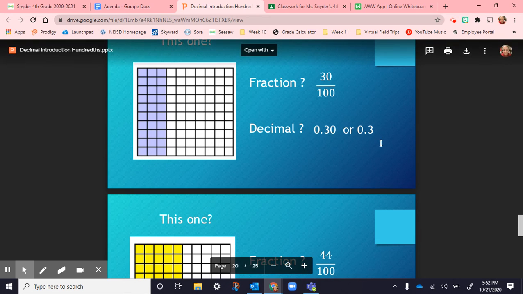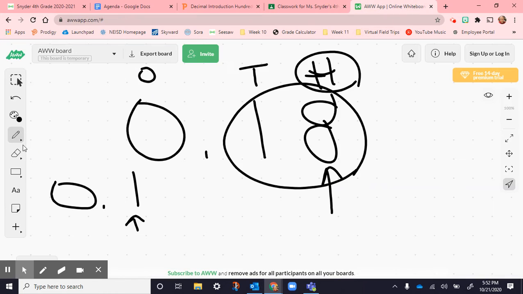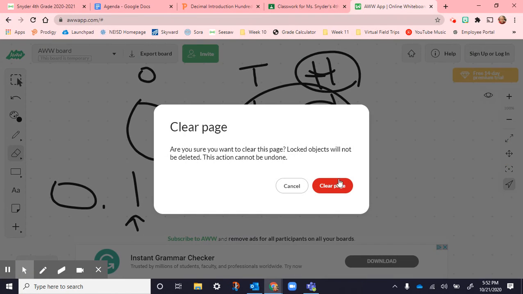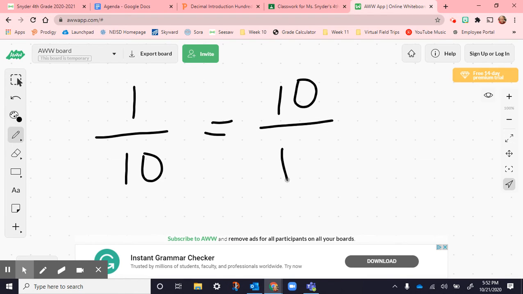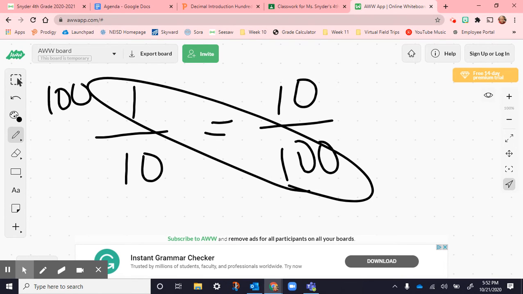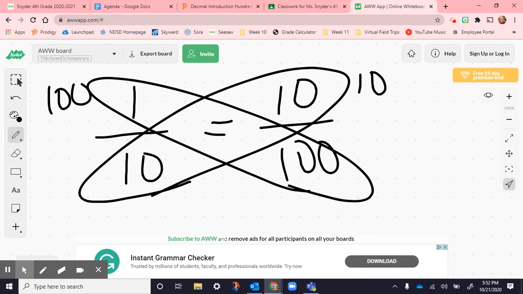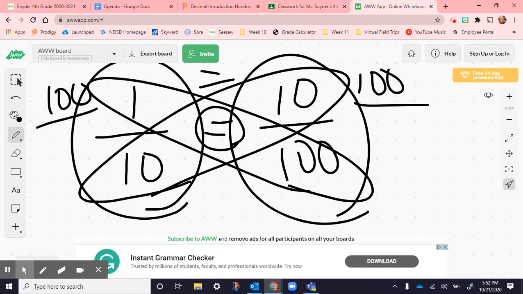So we know about equivalent fractions. So 1/10 is equal to 10 hundredths. We can compare those and see that those two things are equal. Let me show you when I write it out. So we can say that 1/10 is equal to 10 hundredths. Okay, we can cross multiply. 1 times 100 is 100. 10 times 10 is 100. 100 is equal to 100. So therefore, 1/10 is equal to 10 hundredths.